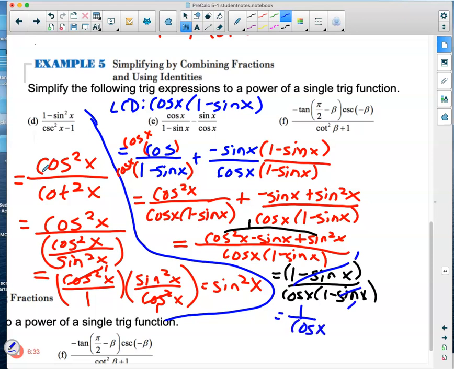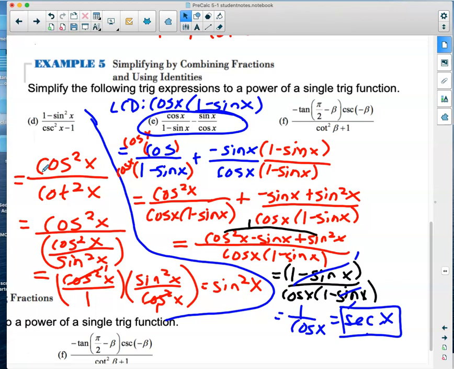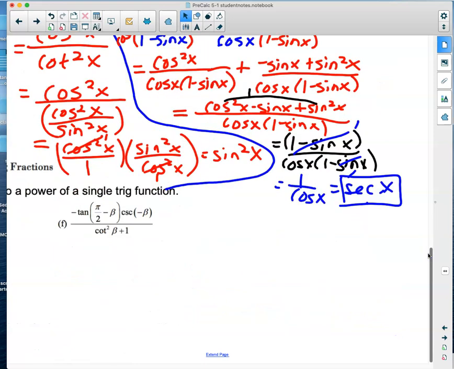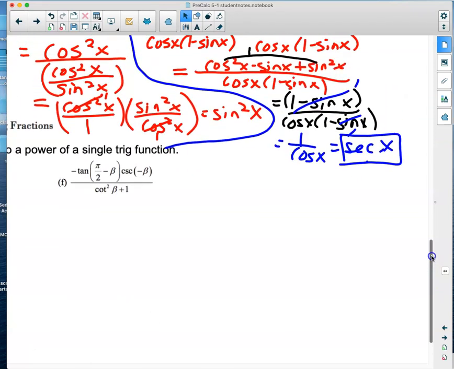Now, I don't want reciprocals. This was supposed to be simplified, so I think reciprocal for cosine, that's secant. And this big whopper simplified all the way down to the secant of x. So again, another strategy: if they give you two separate fractions, you probably need to see what they are as one big fraction in order to figure out which of those trig identities to use and how to go forward.